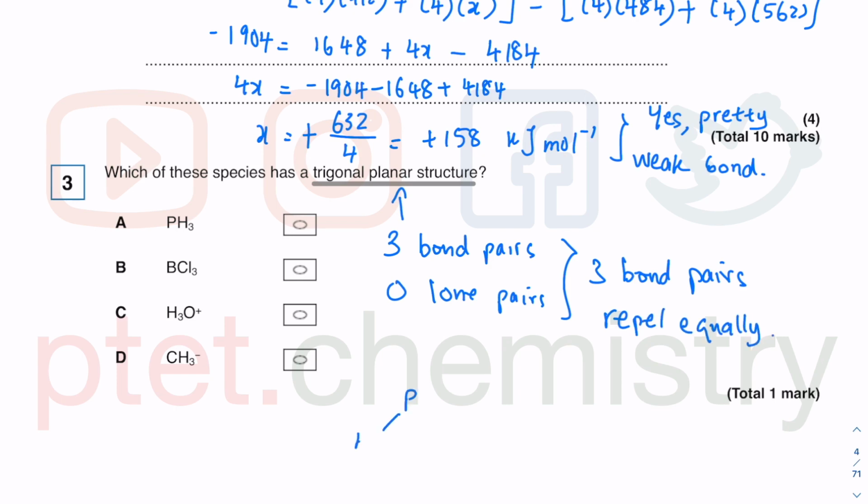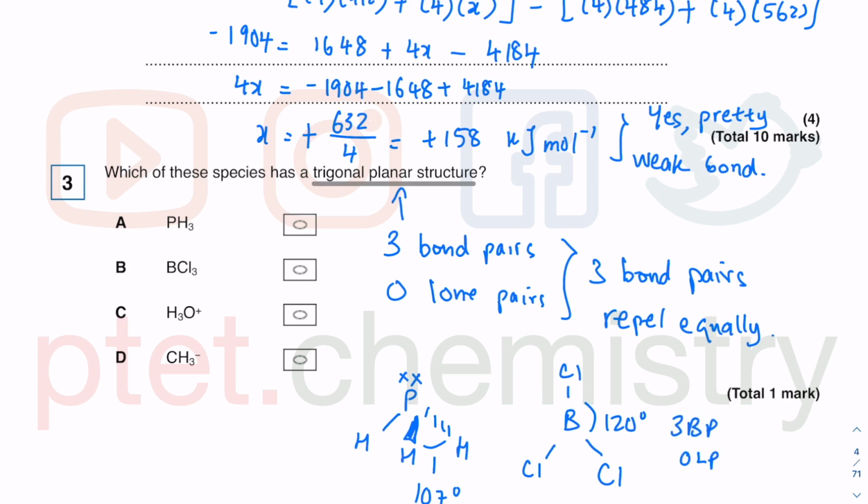Phosphorus, after you form 3 covalent bonds: phosphorus is in group 15 or group 5. It has 5 outer shell electrons, 1, 2, 3, so it has 2 more. This is going to be pyramidal, 107 degrees. Boron, just above aluminium, is going to be 120 degrees because boron is in group 3, with 3 outer shell electrons. Therefore, 3 bond pairs and 0 lone pairs. We have the answer we are looking for, which is option B.